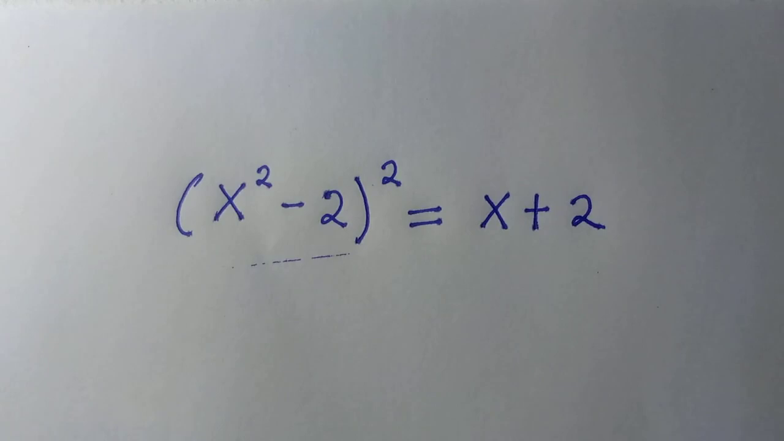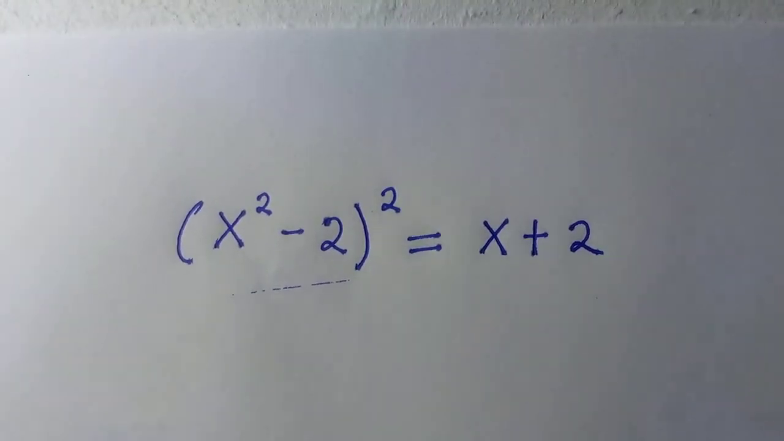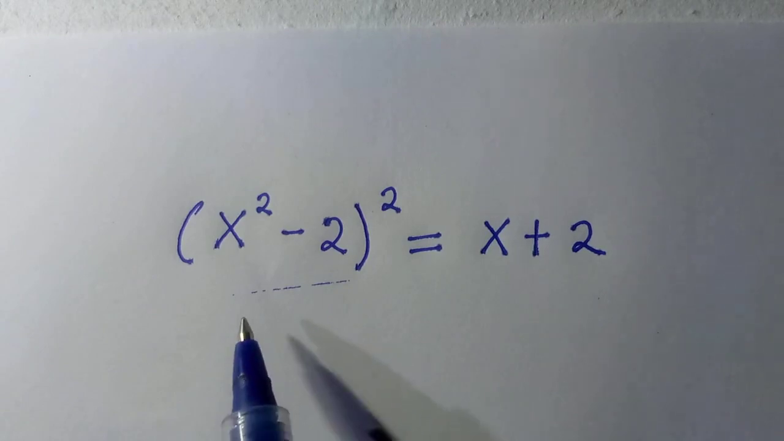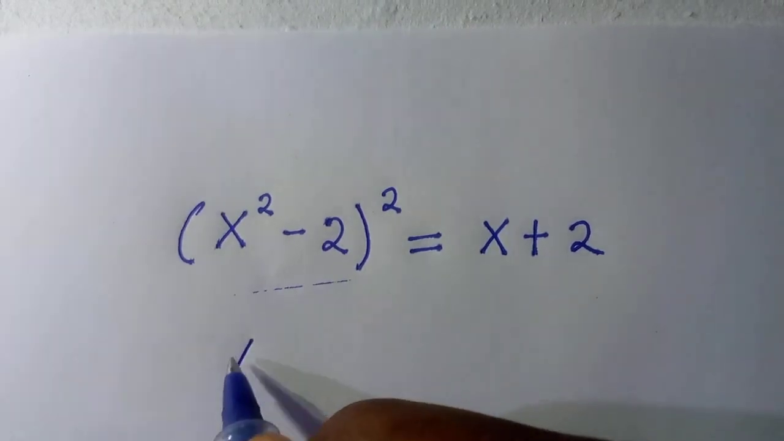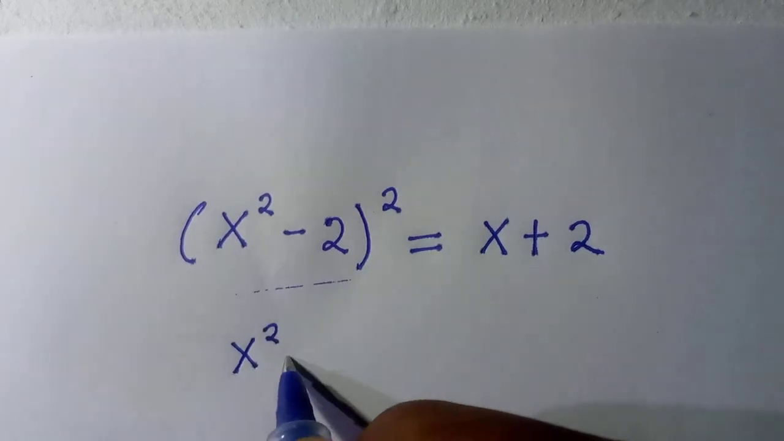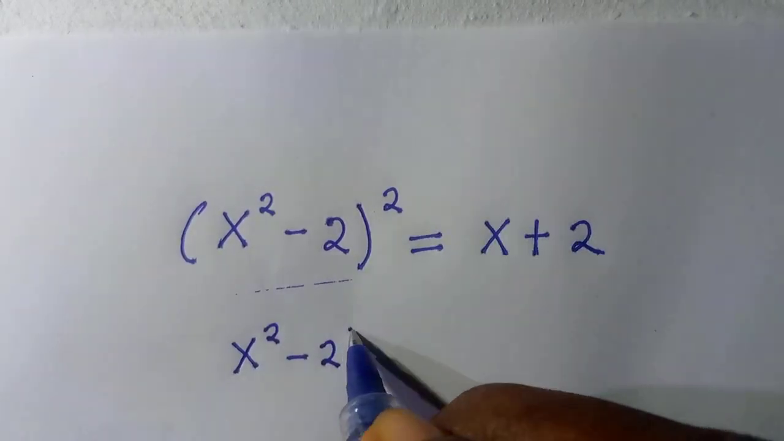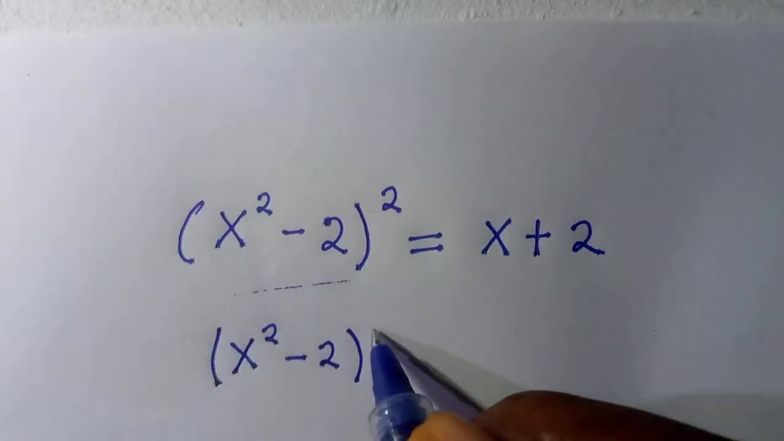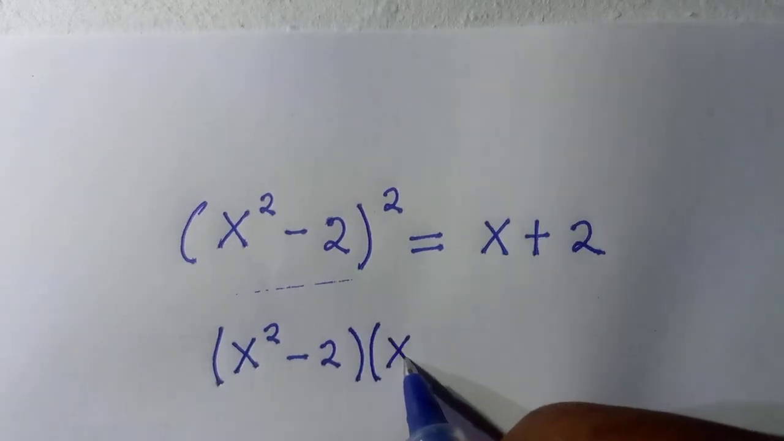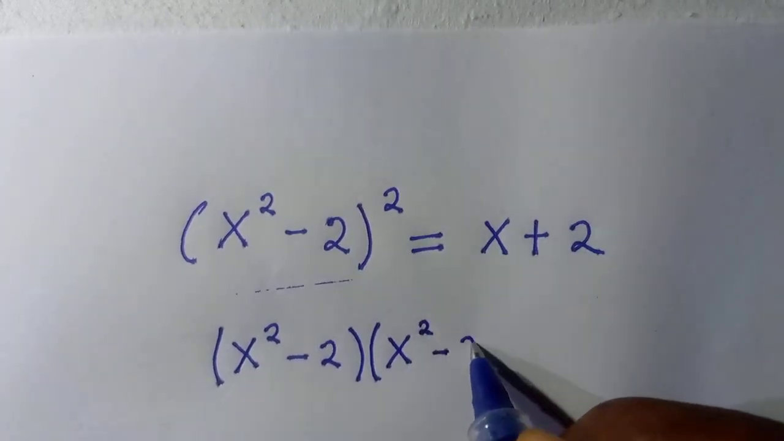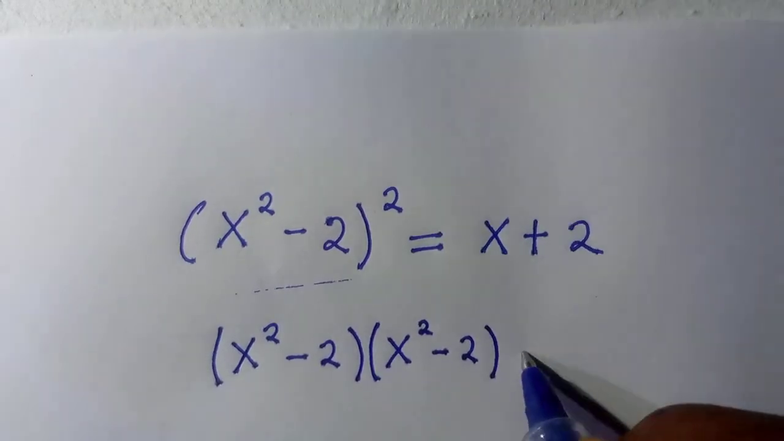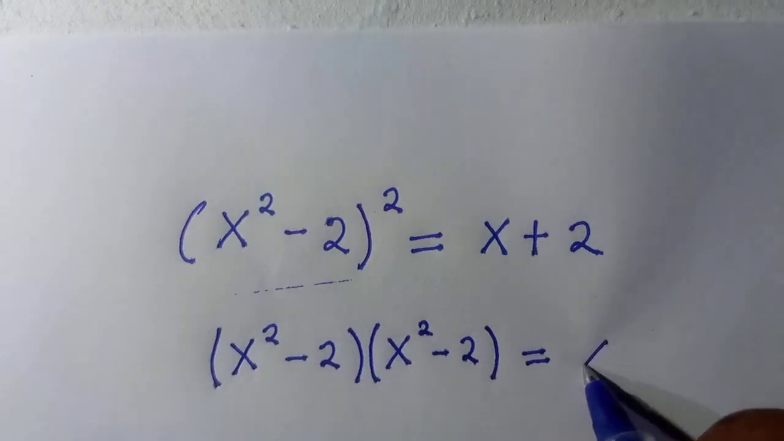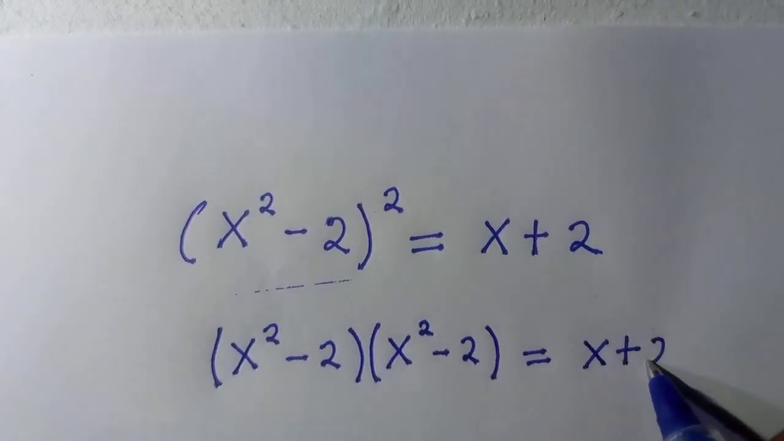How to solve this algebraic equation where we have (x² − 2²)² = x + 2. The first step we are going to take is by expanding this, so that we have (x² − 2)(x² − 2) = x + 2.